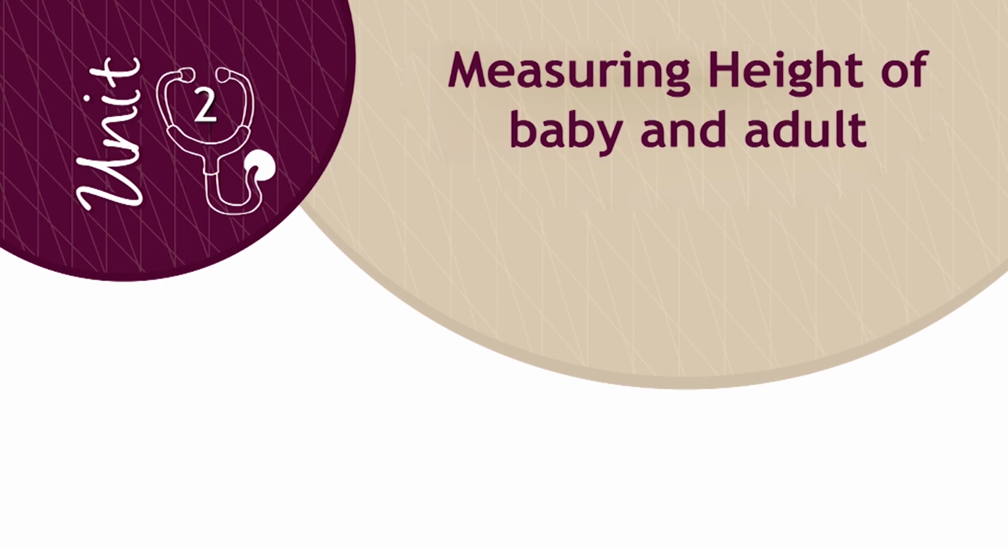First one, measuring height of baby and adult. First one, measuring length of baby or infant by infantometer. Ideally, two people are needed to obtain an accurate length measurement of an infant or baby. Baby's height or length should be measured with minimum clothing. The baby should be placed on a hard surface of the infantometer in supine position with straight legs.